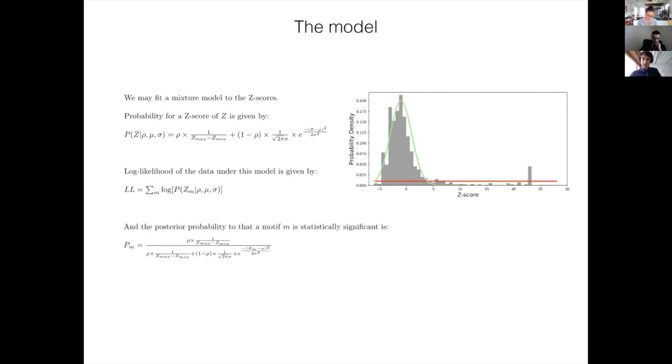We optimize it again. We find maximum likelihood estimates for the parameters of these components. And we will say that motifs that are statistically significant are such that, with high posterior probability, we can say that they come from the uniform component, not from the Gaussian. That's how we assess statistical significance.